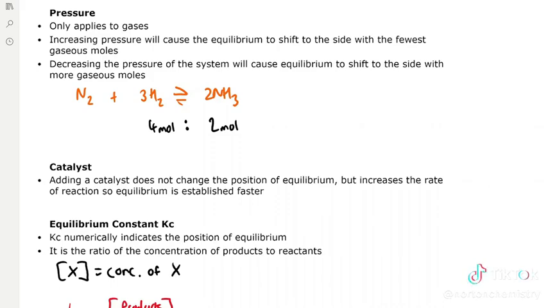So for example, in this reaction, we have nitrogen reacting with 3 moles of hydrogen to form 2 moles of ammonia. So on the left-hand side of the reaction, we have 1 mole of N2 and 3 moles of H2. That makes 4 moles, and on the right side we have 2 moles of NH3, ammonia.